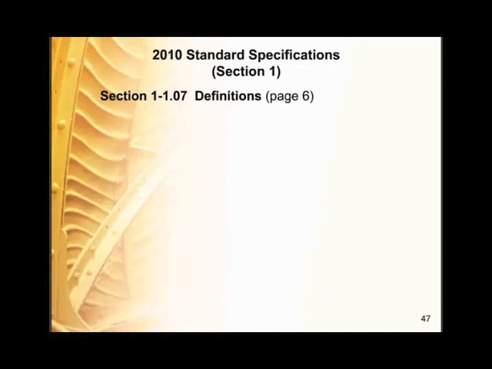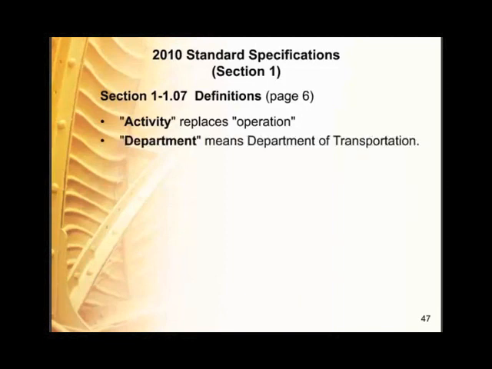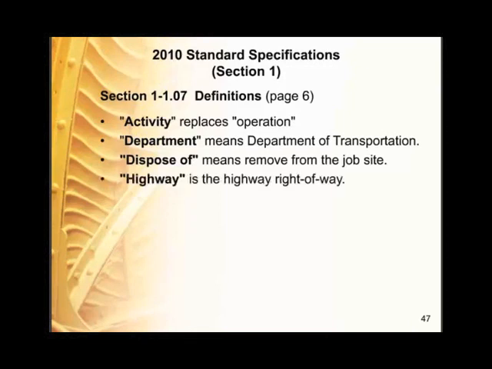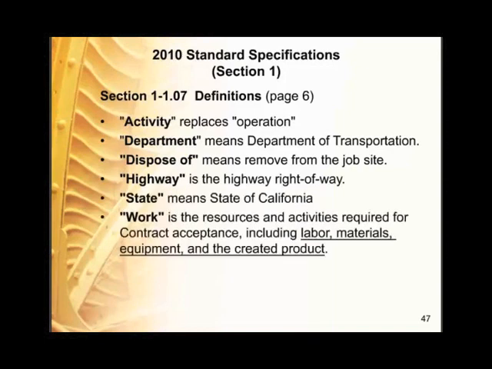Okay, in section 1-107, definitions, we have some new definitions. So generally, we use the term activity, and that replaces operation. Department means Department of Transportation. So if you see department in your specs, it'll mean Department of Transportation. Dispose of means removed from the job site. Highway is the highway right-of-way. State means state of California. And work is the resources and activities required for contract acceptance, including labor, materials, equipment, and the created product. So if you notice the labor, materials, equipment, and created product, that's part of what is included in the work.